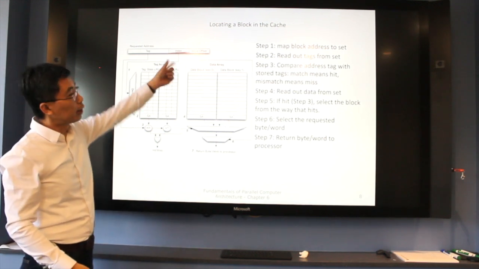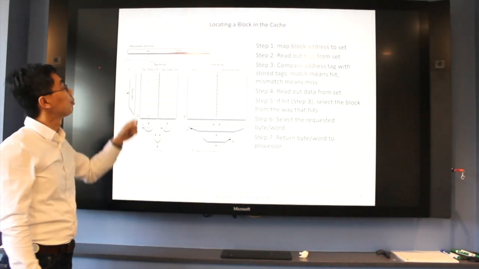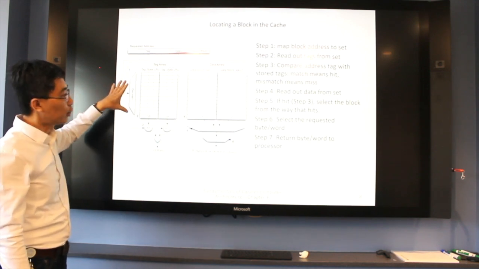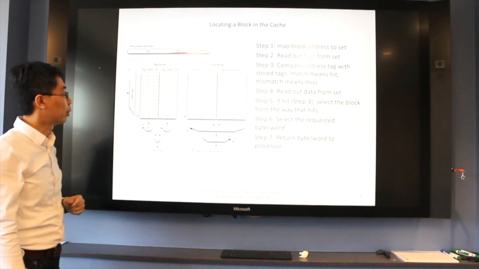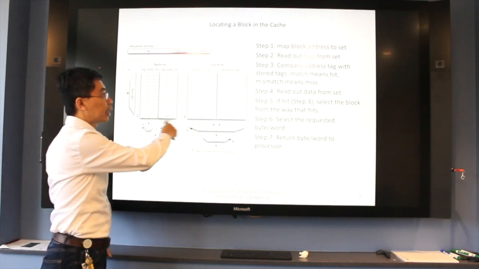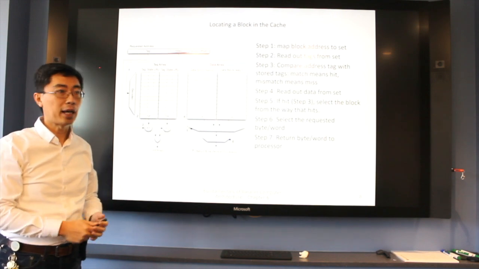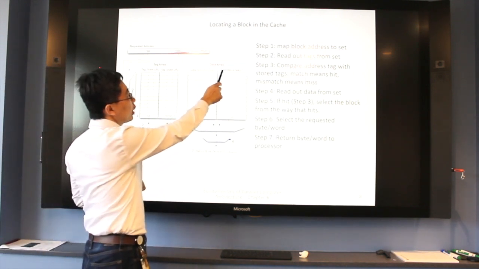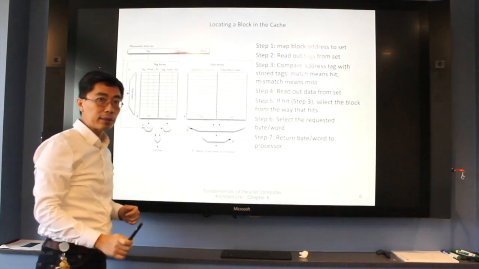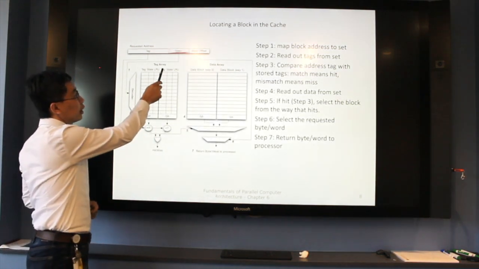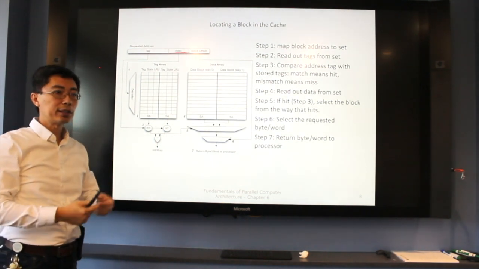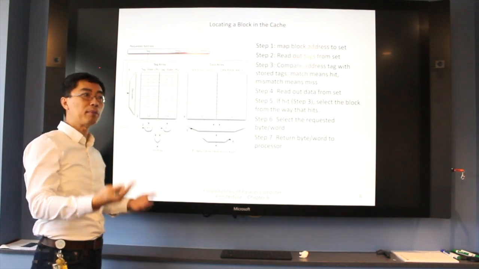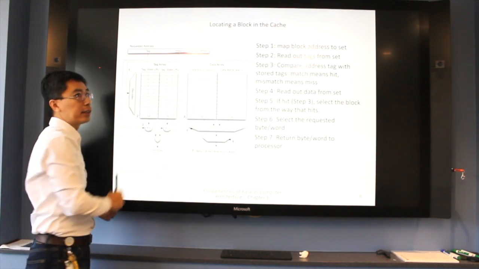We take a few bits in the middle and go to the decoder to determine which set we want to access. In this particular example, we have a two-way associative cache. You will see that we have a data array that actually contains the data, but we also have a tag array. The tag array records the tags. The purpose is to remember which blocks are currently cached in the data array.